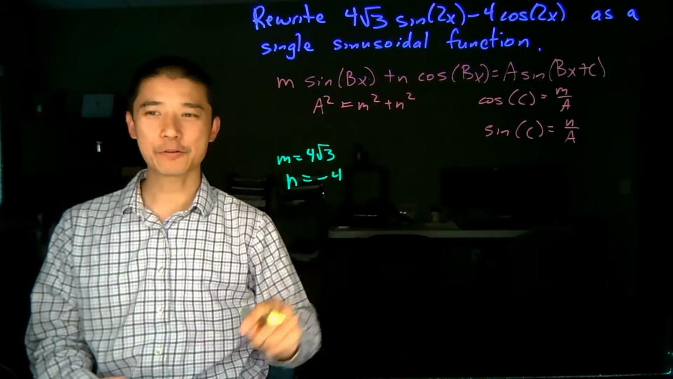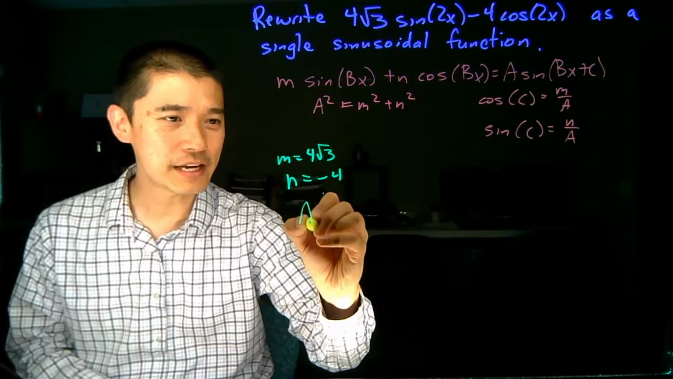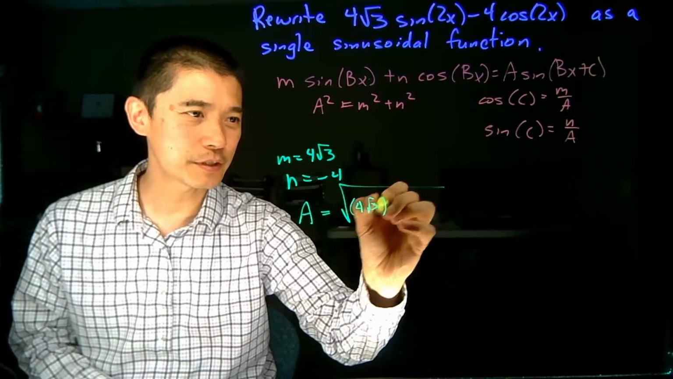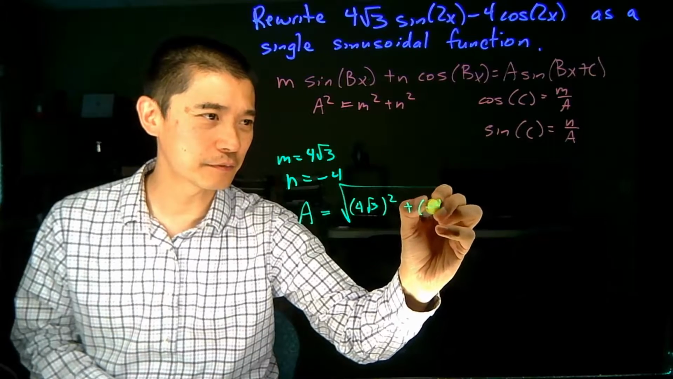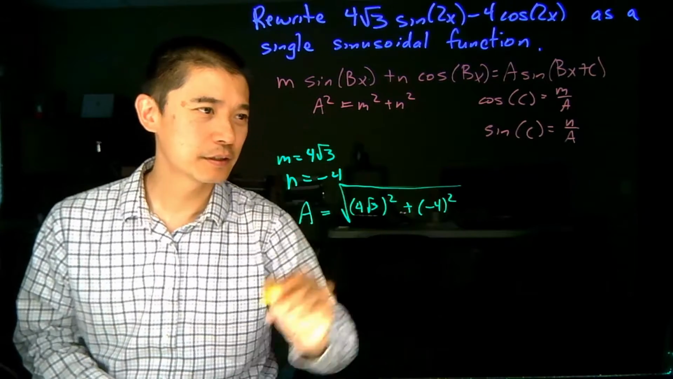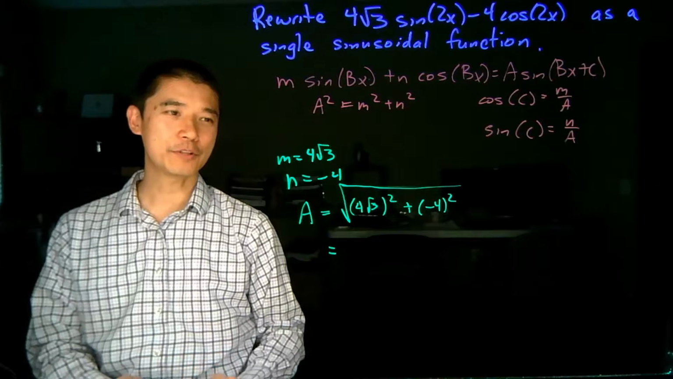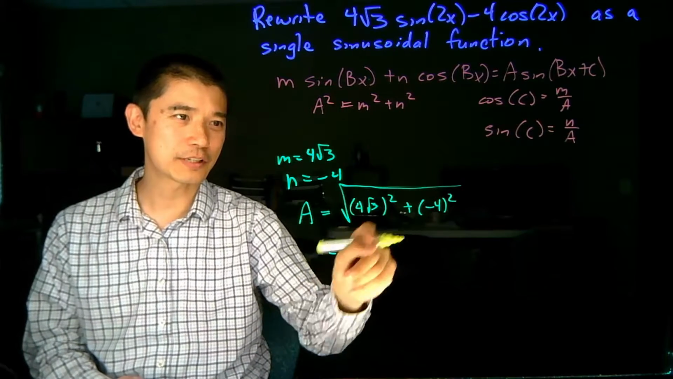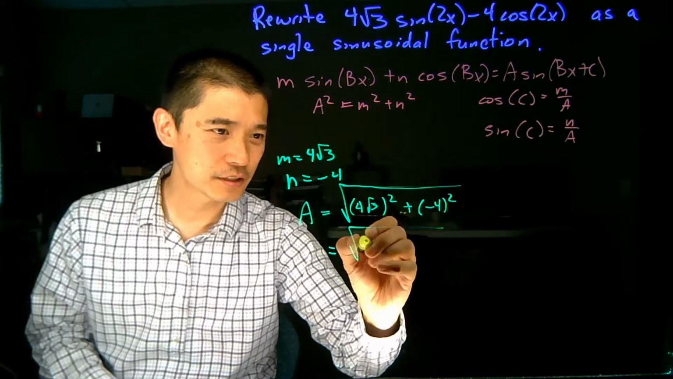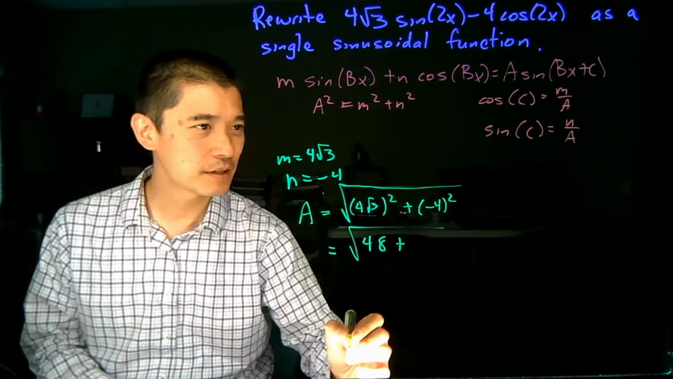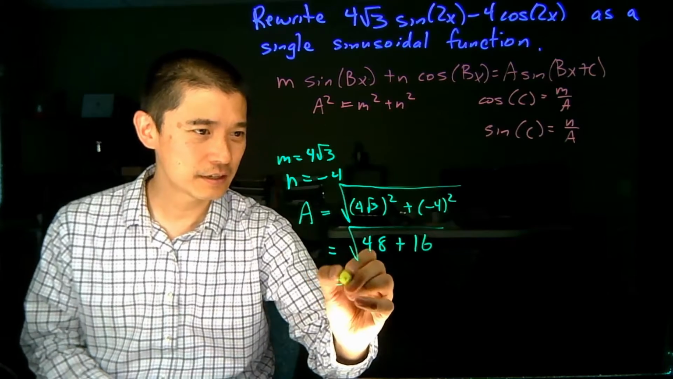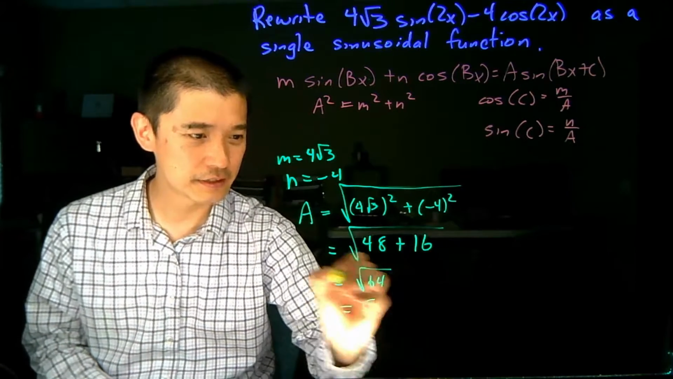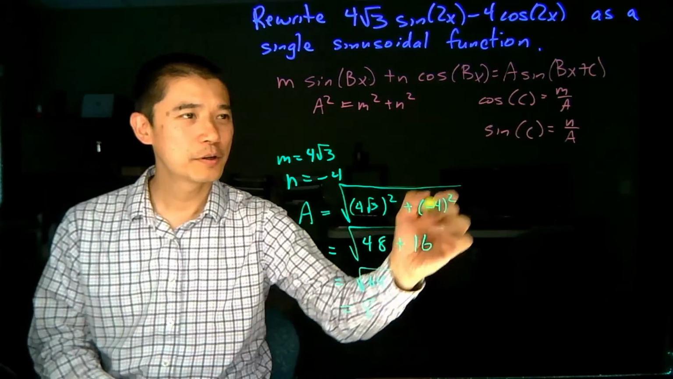So the first thing we want to do is calculate a. So a is going to be equal to the square root of 4 root 3 squared plus negative 4 squared. We just need to work that out. 4 root 3 squared: the 4 squared is 16, the root 3 squared is 3, so 16 times 3 is 48. Square root of 48 plus negative 4 squared, which is 16. 48 and 16 is 64. The square root of 64 is 8. So that takes care of the first part.